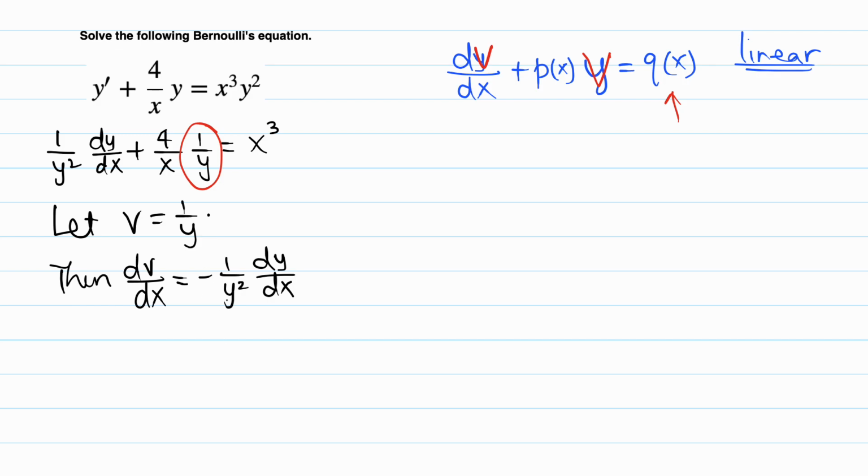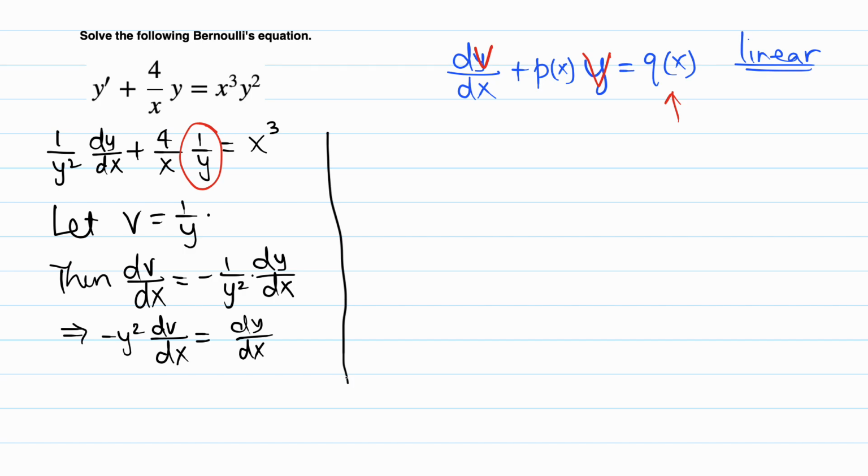And here we are supposed to get dy over dx replaced. So multiply both sides by negative y squared. So this is the same as negative y squared dv over dx equals dy over dx. So I am isolating dy over dx so that I can replace dy over dx here and get it in terms of v.